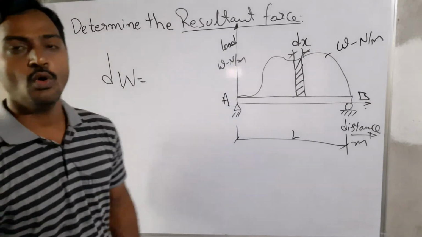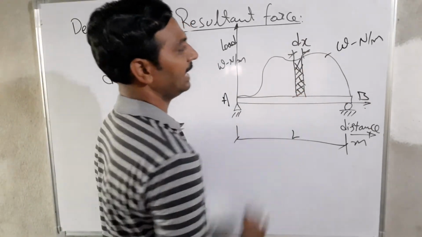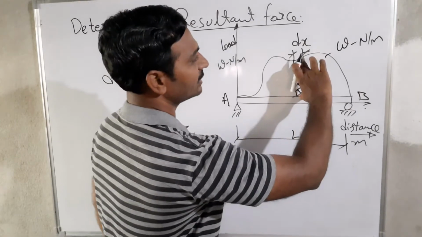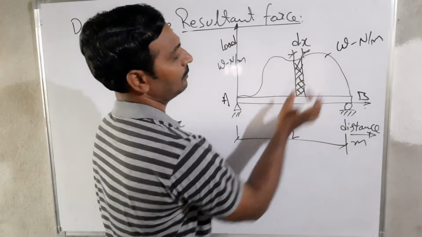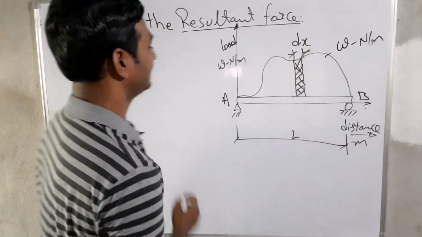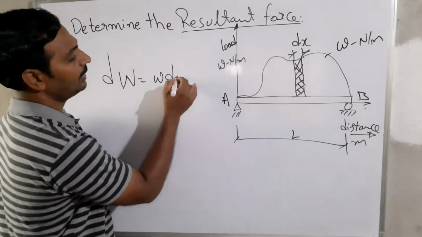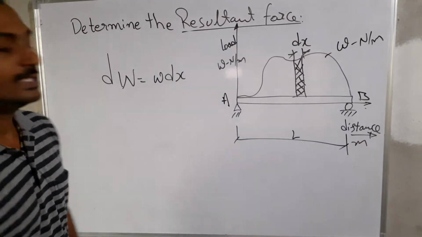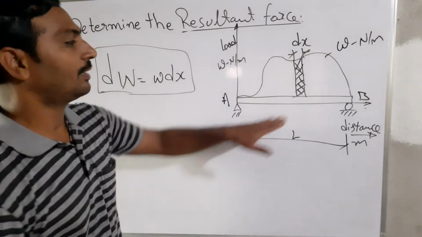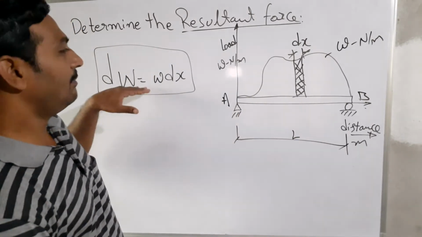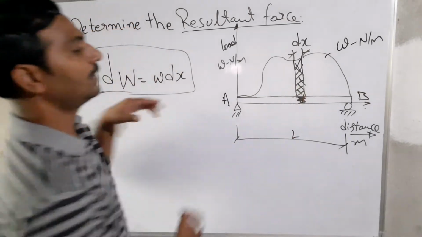That is equal to, what is the formula we have? It is going to be the area we need to take. The height is the distributed load w, and the thickness is dx. So dW equals small w into dx. This is the elemental strip load acting on the beam. That means only this area is suffering this kind of load.